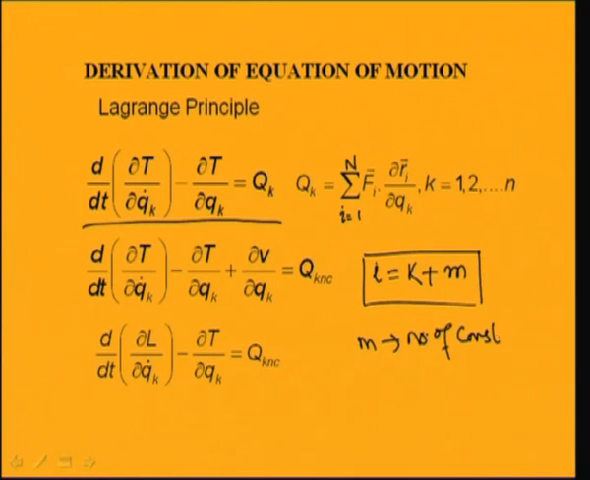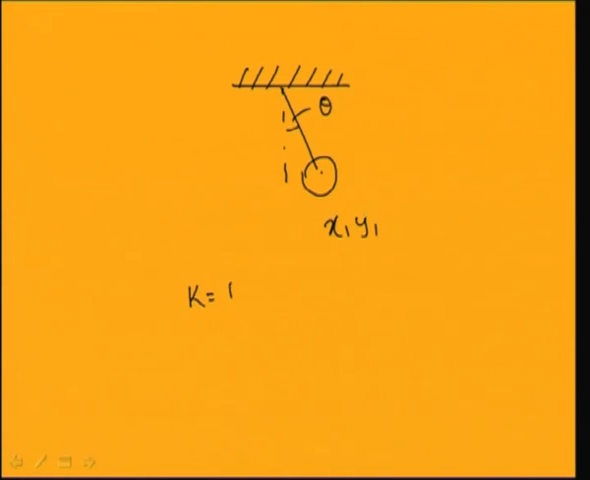Using this number of constraints and the generalized coordinates, you get the physical coordinates. For example, take the case of a double pendulum or a single pendulum. In the case of a single pendulum, the physical coordinates are x1, y1 and your generalized coordinate is theta. So, your k equal to 1, and the physical coordinates i equal to 2, and the number of constraints m equal to 1. This constraint is nothing but x1 squared, so the length is constant.